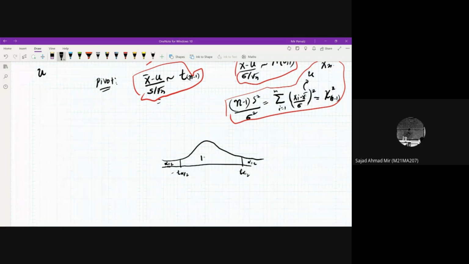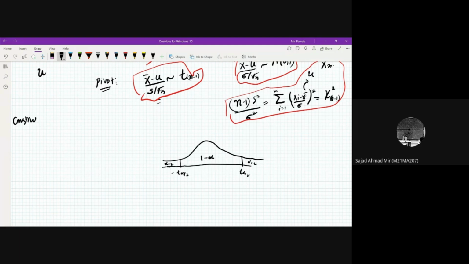This will be 1 minus alpha. So now what the problem says, we have to construct a 90% confidence interval for this. We already decided which pivot we have to use. So based on that, the distribution of that pivot is known. Pivot is something whose distribution is known, and it's free from arbitrary parameters.